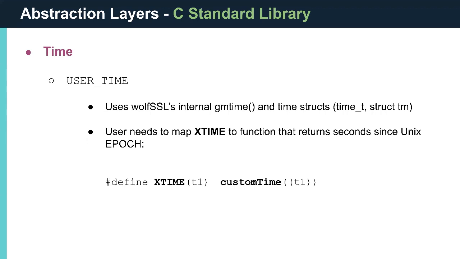If you define USER_TIME, this will use wolfSSL's internal implementation of GMTime and our internal time structs. And so here you only need to map XTIME, as we call it, to your own function that returns the seconds since the Unix epoch. So this is essentially the equivalent to just the normal time function.